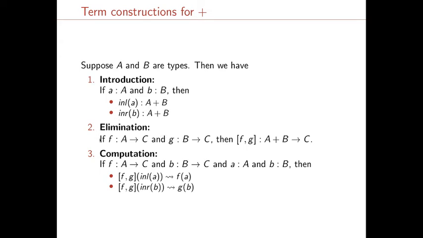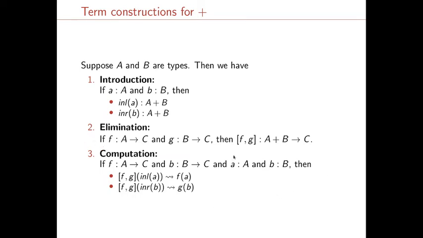The OR elimination rule said that in order to prove that A or B implies C, we need to prove that A implies C, or sorry, we don't need to prove that, but it suffices to prove that A implies C and B implies C. So the elimination construction here corresponds exactly to the OR elimination rule of logic.